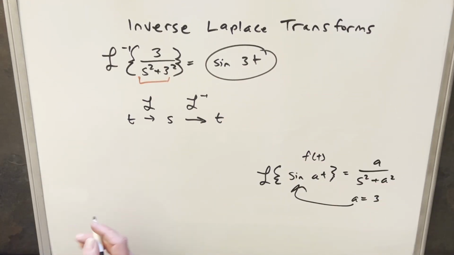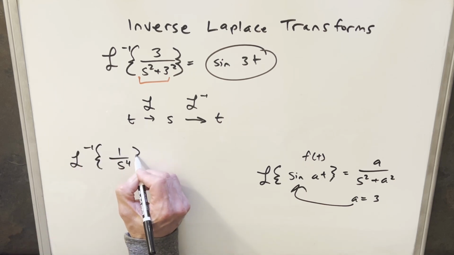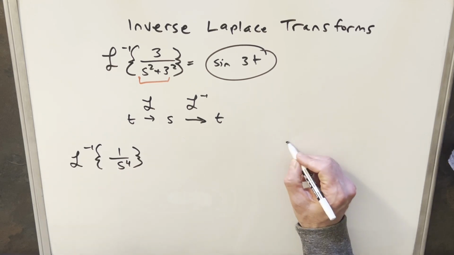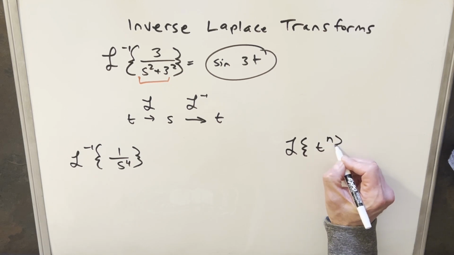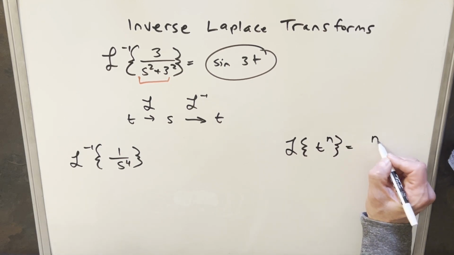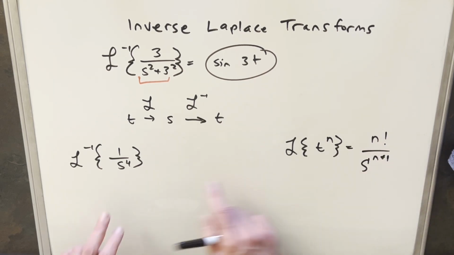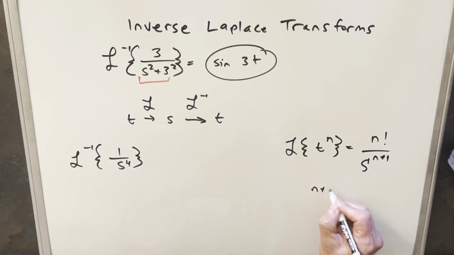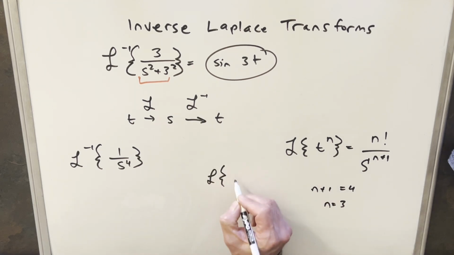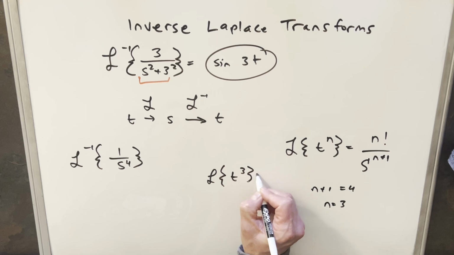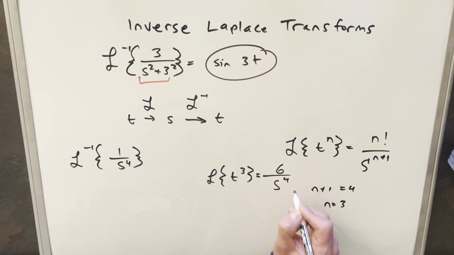So let's do one more relatively easy example. Let's say we want to find the inverse Laplace transform of just 1 over s to the 4th power. For this, we have a pretty good formula we can use from our Laplace table. Let's look at t to the n, where n is an integer. The formula we have for this is n factorial over s to the n plus 1. So just matching the exponents here, if we say this n plus 1 value equals 4, then our n value equals 3. So if n is 3, let's look at the Laplace of t cubed. That's going to be 3 factorial, or 6, over s to the 3 plus 1, or s to the 4th.